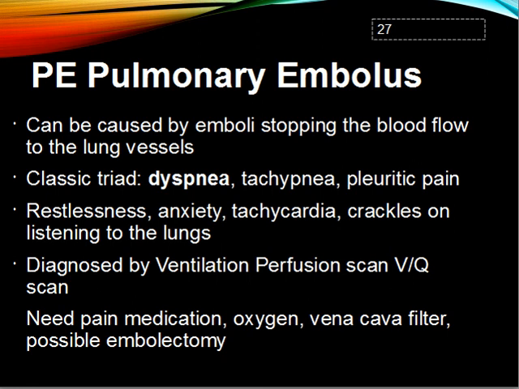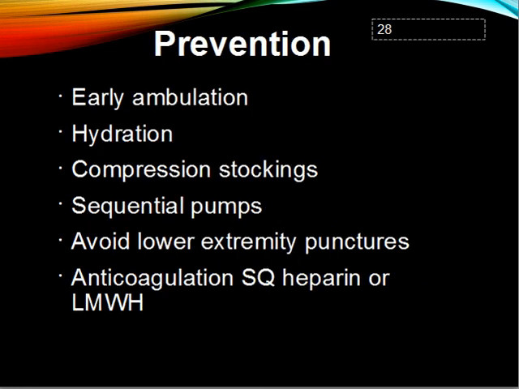The vena cava filter traps any of the clots before they get to the lungs, and they dissolve without getting to any place where they're going to harm you. Prevention: early ambulation prevents that coagulation problem. Hydration and compression stockings prevent deep vein thrombus formation. Sequential pumps, which are air pumps that squeeze your lower legs. You avoid lower extremity punctures. And anticoagulation with subcutaneous heparin or low molecular weight heparin.